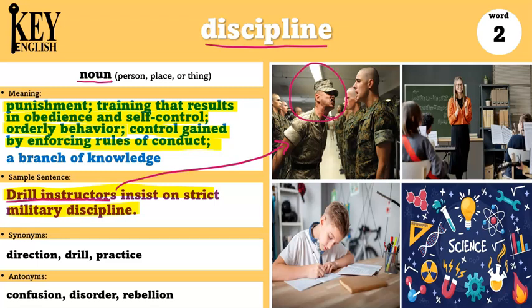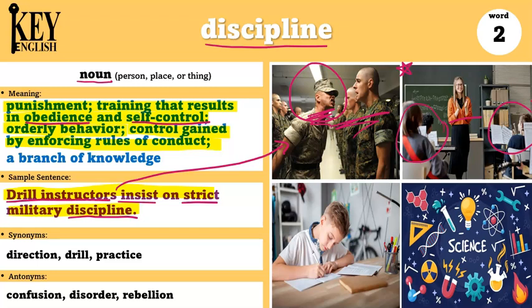And these drill instructors usually insist, so they really want to be strict about discipline. They want to make sure that all of the soldiers are following the rules, that they are obedient, so they are listening, and that they have good self-control. So they're not going wild or going out of control. They're listening to what the teachers are saying. So that is discipline. I could also say the teacher praised her class for their good discipline.